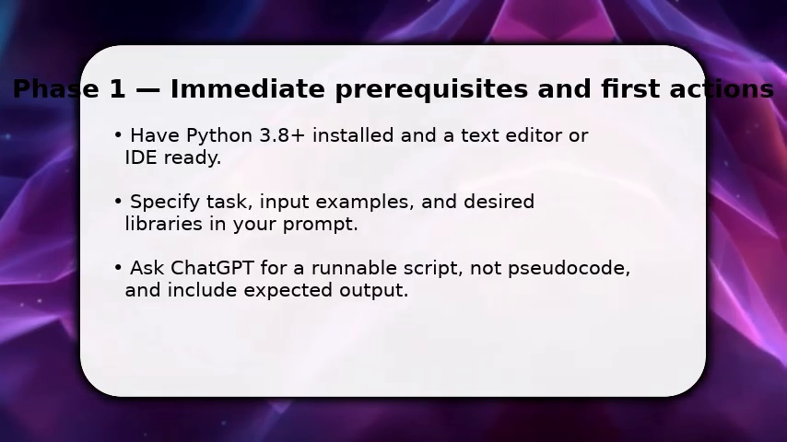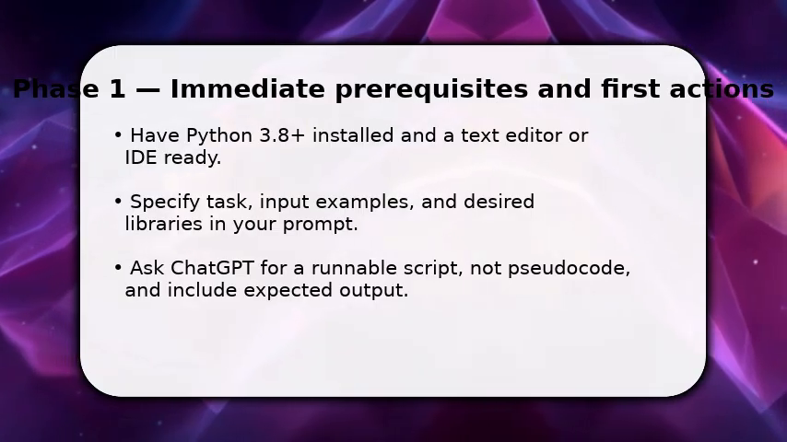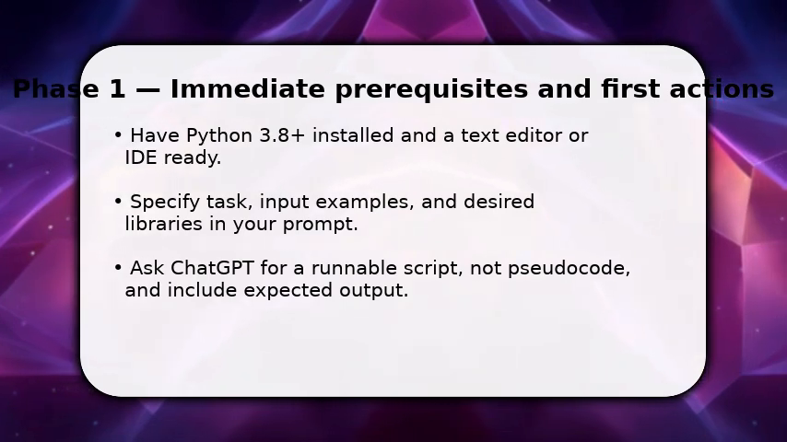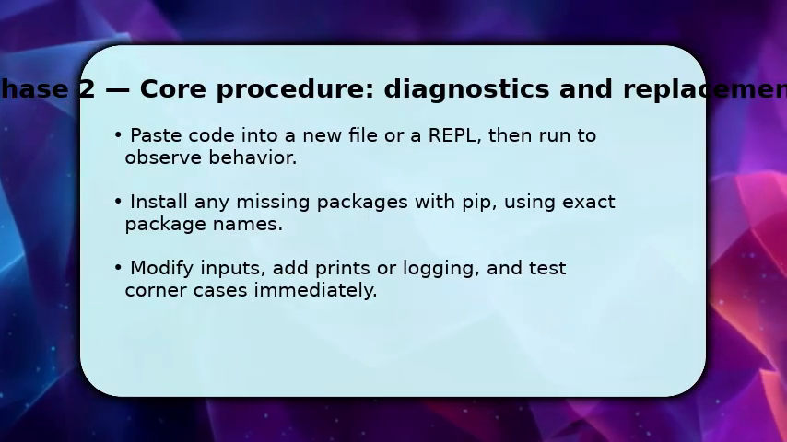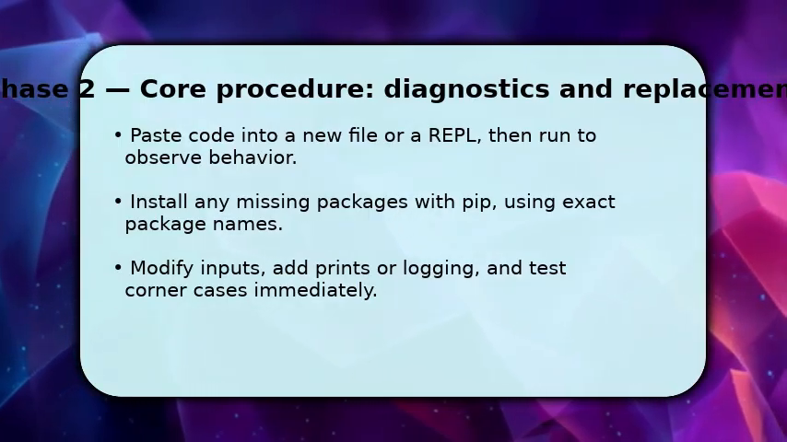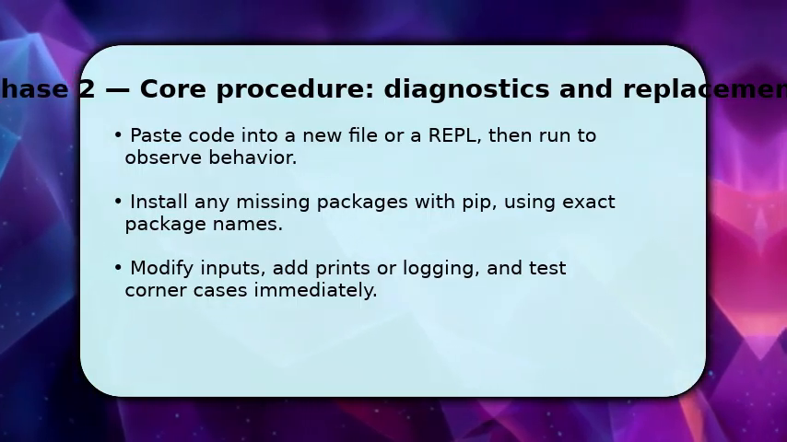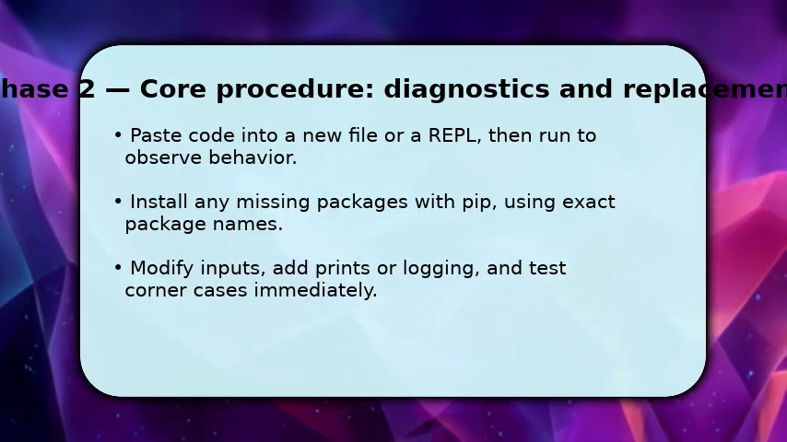This keeps ChatGPT focused on executable code rather than generic snippets, and it saves you back and forth edits down the line. Next, you run the code in a controlled environment, paste it into a Py file or an interactive REPL, then execute to see initial output. If dependencies are missing, pip install them with the exact names ChatGPT provided and double-check versions.